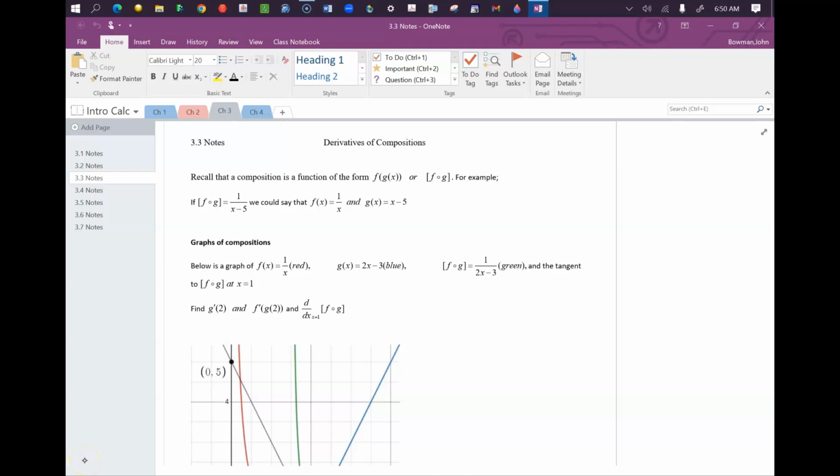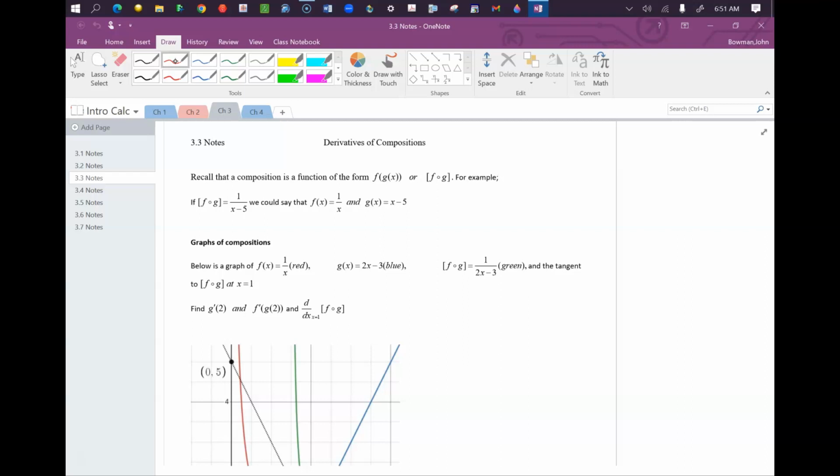Welcome back, everybody, and in this lesson we're going to talk about the derivative of a composition. Before we do that, I want to remind you what a composition is and the notation for it. The typical notation that you probably experienced in our pre-calc course is like this: f is a function of g, which is a function of x. Our current textbook uses this notation, f of g, for example.